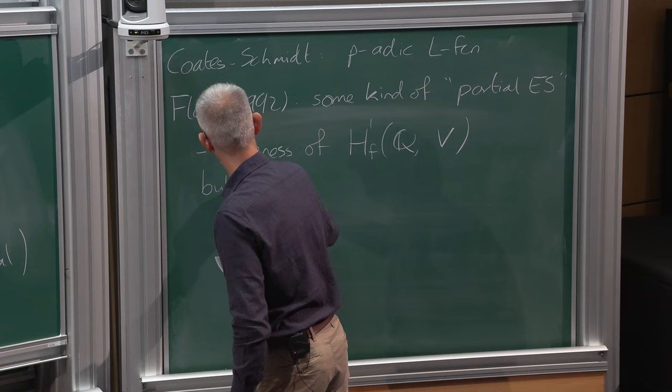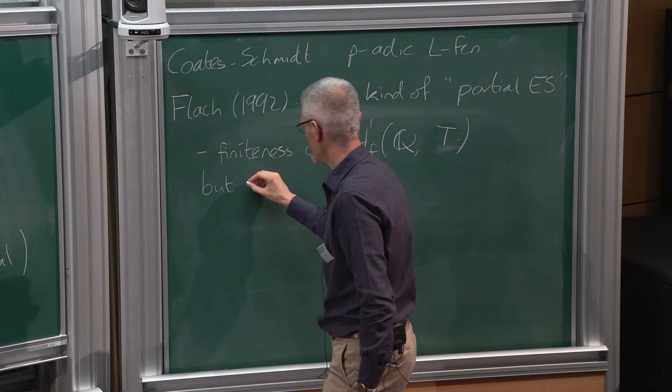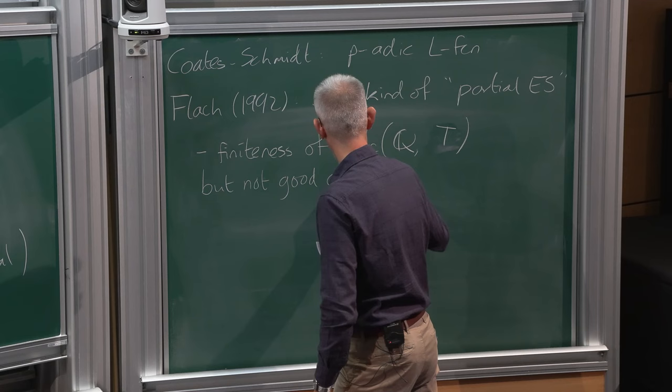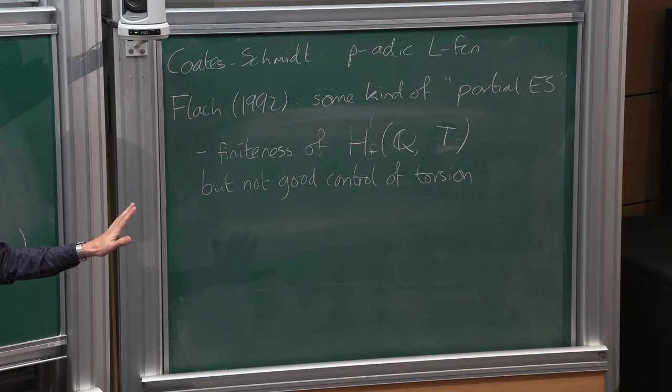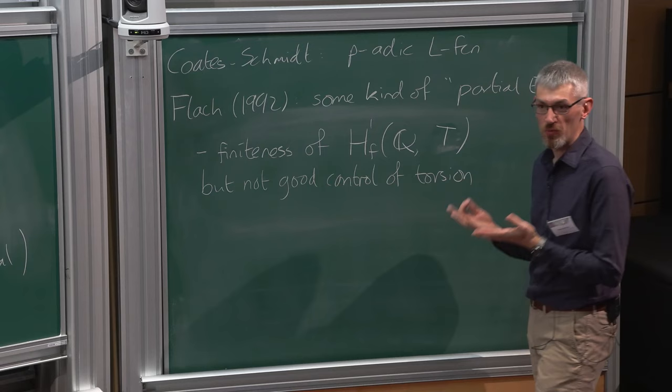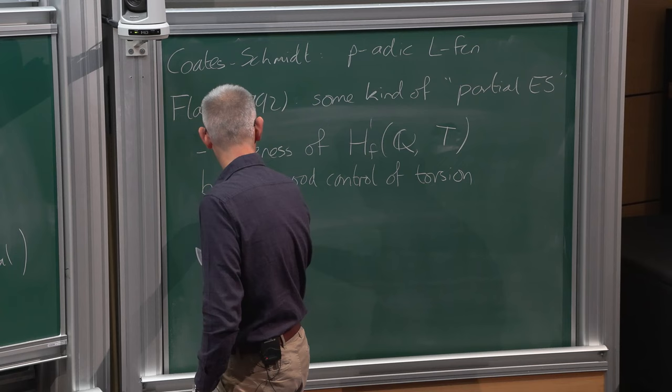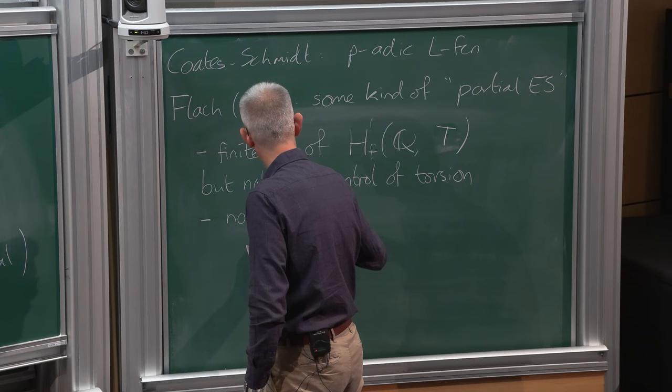Well, let me put T there, because then it's interesting to say that it's finite. So you want to be able to put the divisible version of this, and then you get a finite group, and there's an exact conjecture for its order. And Flach was able to control the exponent of this group, but not its order. So he didn't get the precise information that one might like, and there's no information over the tower Q infinity.